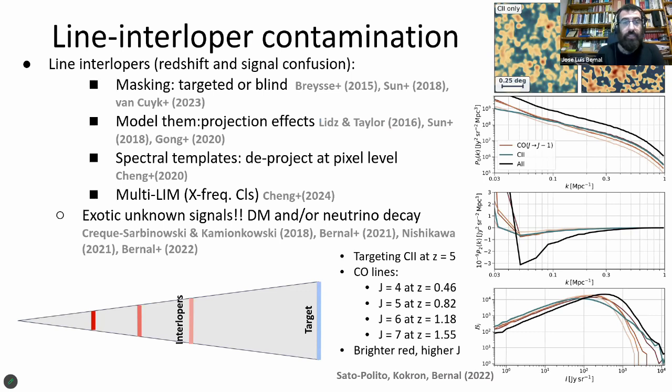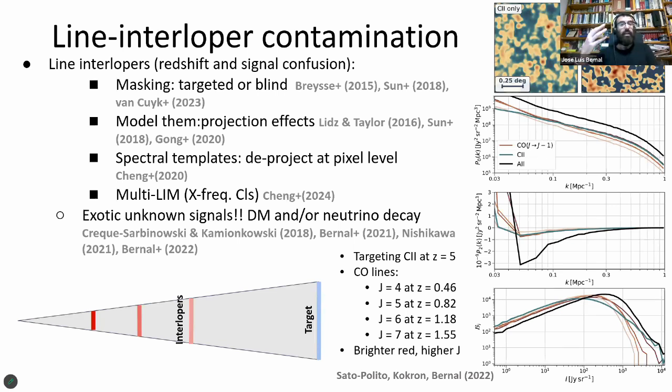We can do this in different ways. We can mask, either targeted or blind. Targeted would be using information from other galaxy surveys to infer what would be the brightest contamination. We can model the projection effects directly, but at some point, the uncertainties and having more and more parameters are going to also limit our inference for the information that we would be interested in. We can use spectral templates and deproject at pixel level, or use, in a similar way to the modeling that I was mentioning before, cross-frequency angular power spectra in an analysis that would account for all these contributions along the line of sight and these projection effects between different multipoles and scales.